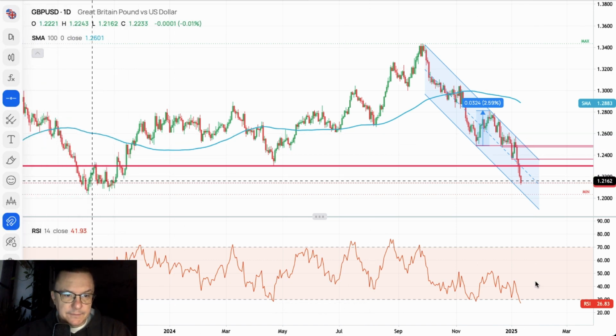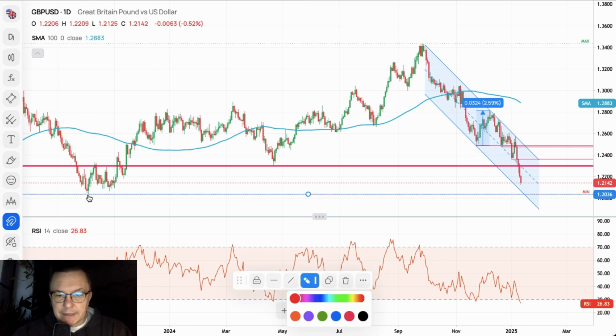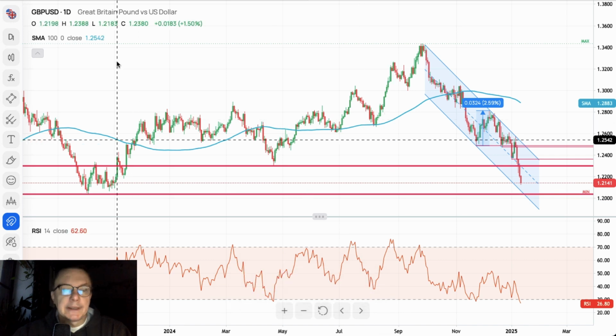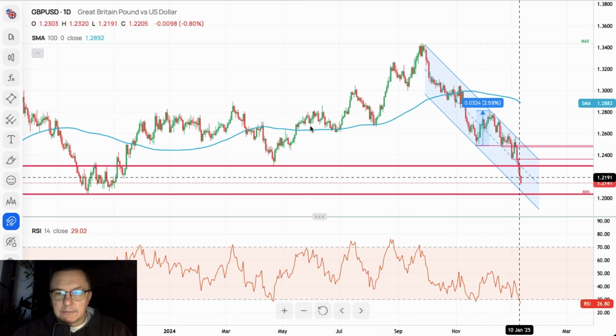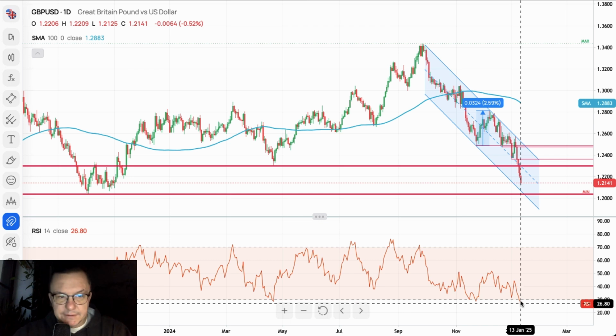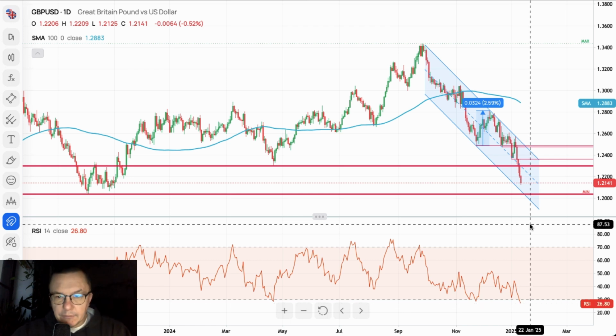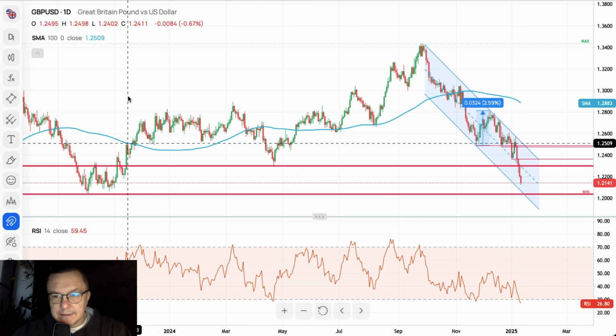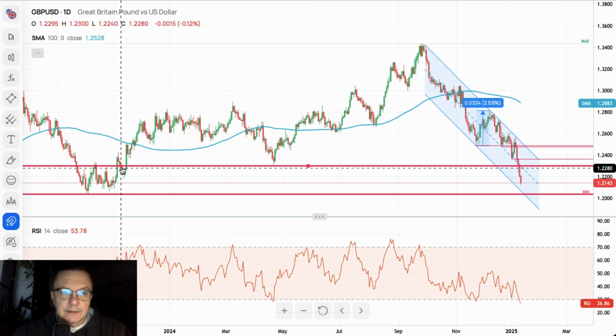We need to keep an eye on these levels these days, because they seem to be quite important. Right, so the outlook remains bearish, a very sharp movement to the downside into the extremely oversold conditions. Now we are waiting for some sort of indication that the bulls are trying to perform a pullback.